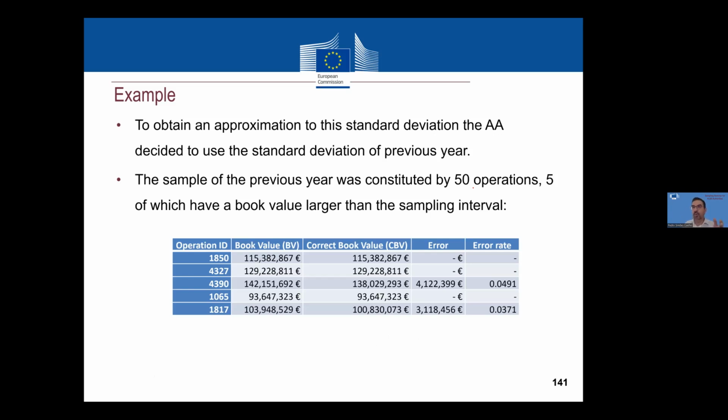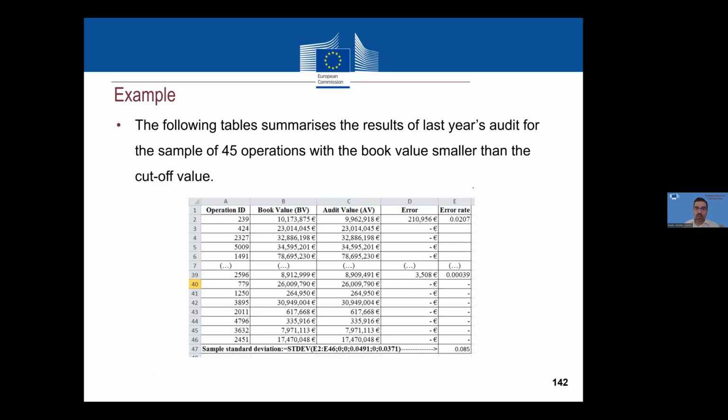For that, for the unknown parameters, we are going to use data from the previous year. And from the previous year, we have 50 operations in our sample. These five high-value operations that are in this table, and additionally 45 that are in this copy table here. And basically from the previous year, one of the things that we need is the standard deviation of the error rate. So basically use the same function in Excel, stdev.s.